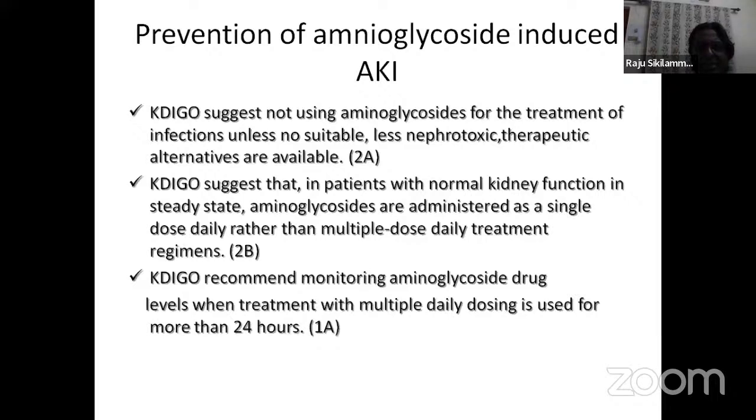Then prevention of aminoglycoside AKI. As per KDIGO, do not use aminoglycosides for treatment of infections unless no suitable, less nephrotoxic agent and therapeutic alternative are available. They suggest not using aminoglycosides unless there is a therapeutic indication, and if any other less nephrotoxic medication is available, we go for that one. Then as per KDIGO, they suggest that in patients with normal kidney function in steady state, aminoglycosides be administered as a single dose rather than multiple doses in treatment regimens.